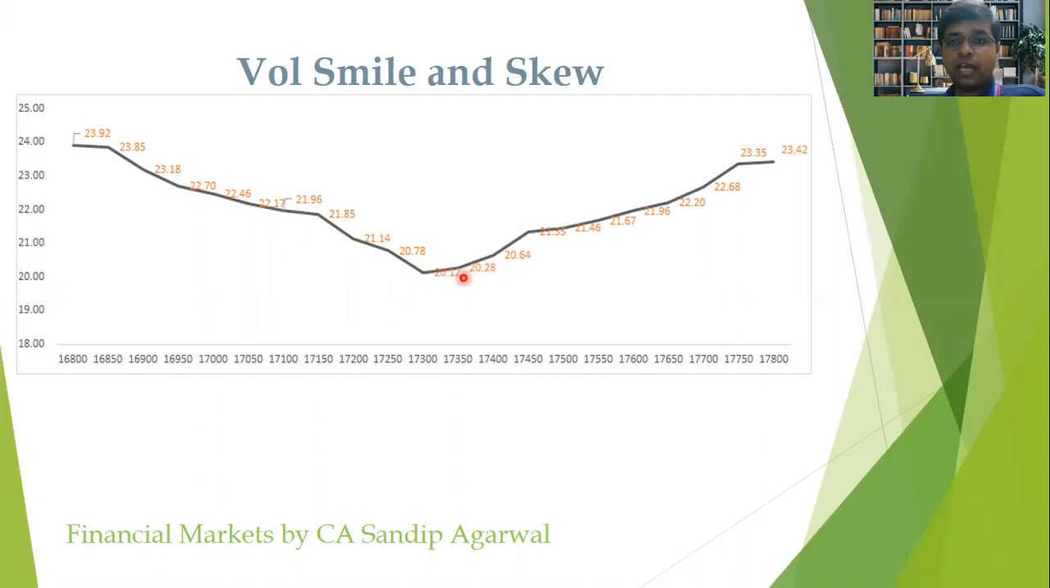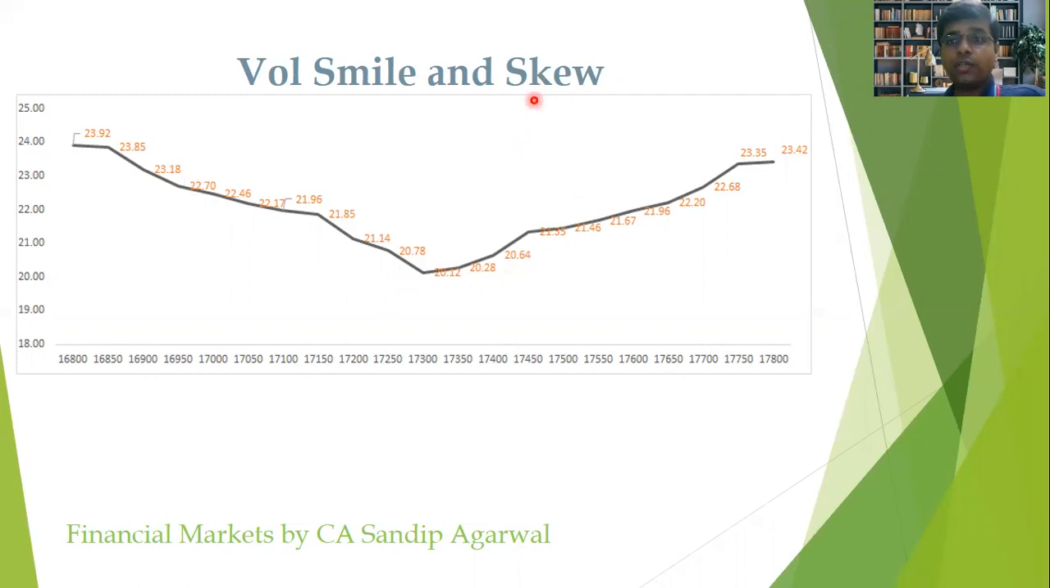And similarly, the IV of all the call options which are out of money is also higher as compared to the at the money call options. And the IV of the lower strike, that is 16,800, is also higher as compared to the IV of the higher strike, that is 17,800. Now this is an ideal volatility smile. Why is it called a smile? You can see the look of this line chart looks like a smile. So that's why it's called a smile, which is basically volatility smile or IV smile.